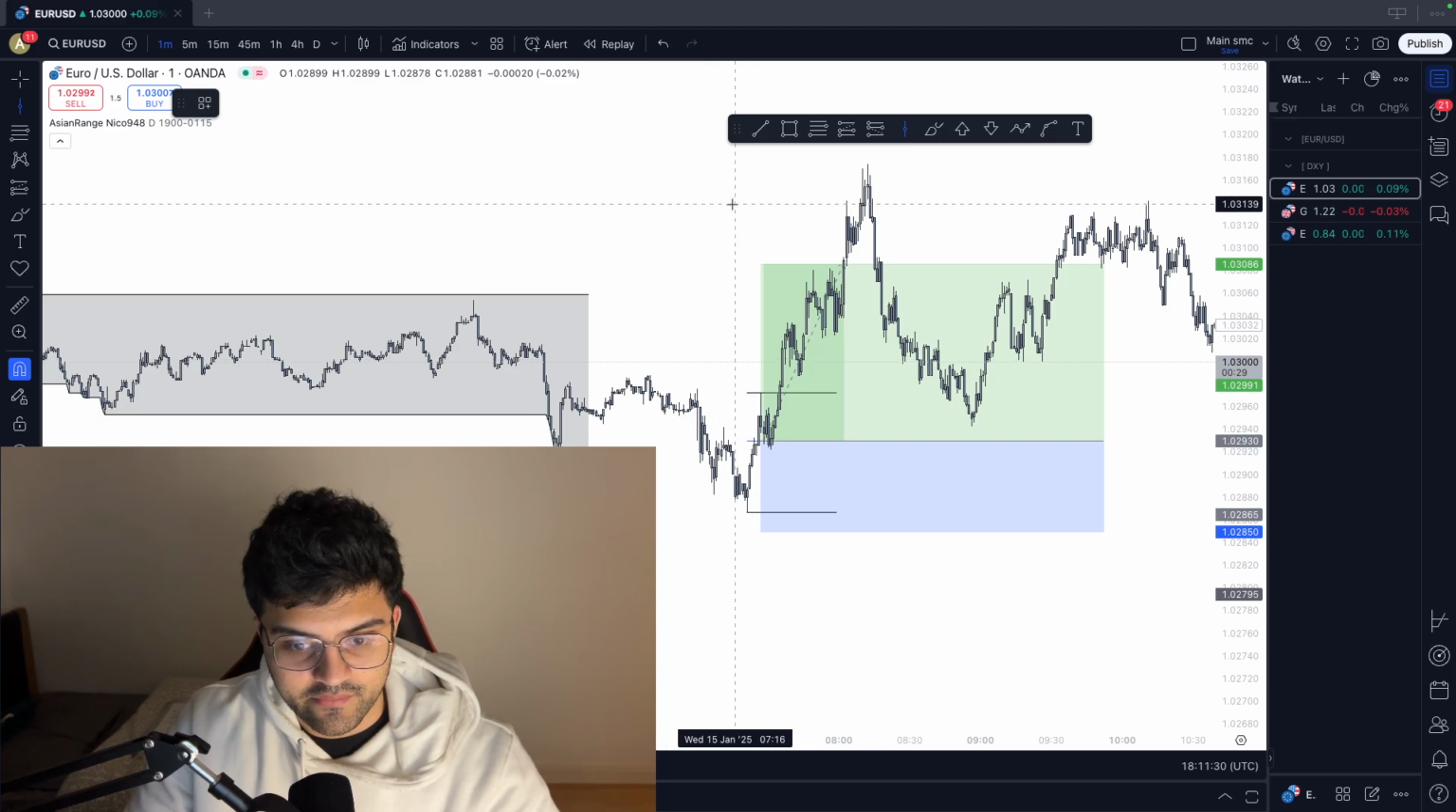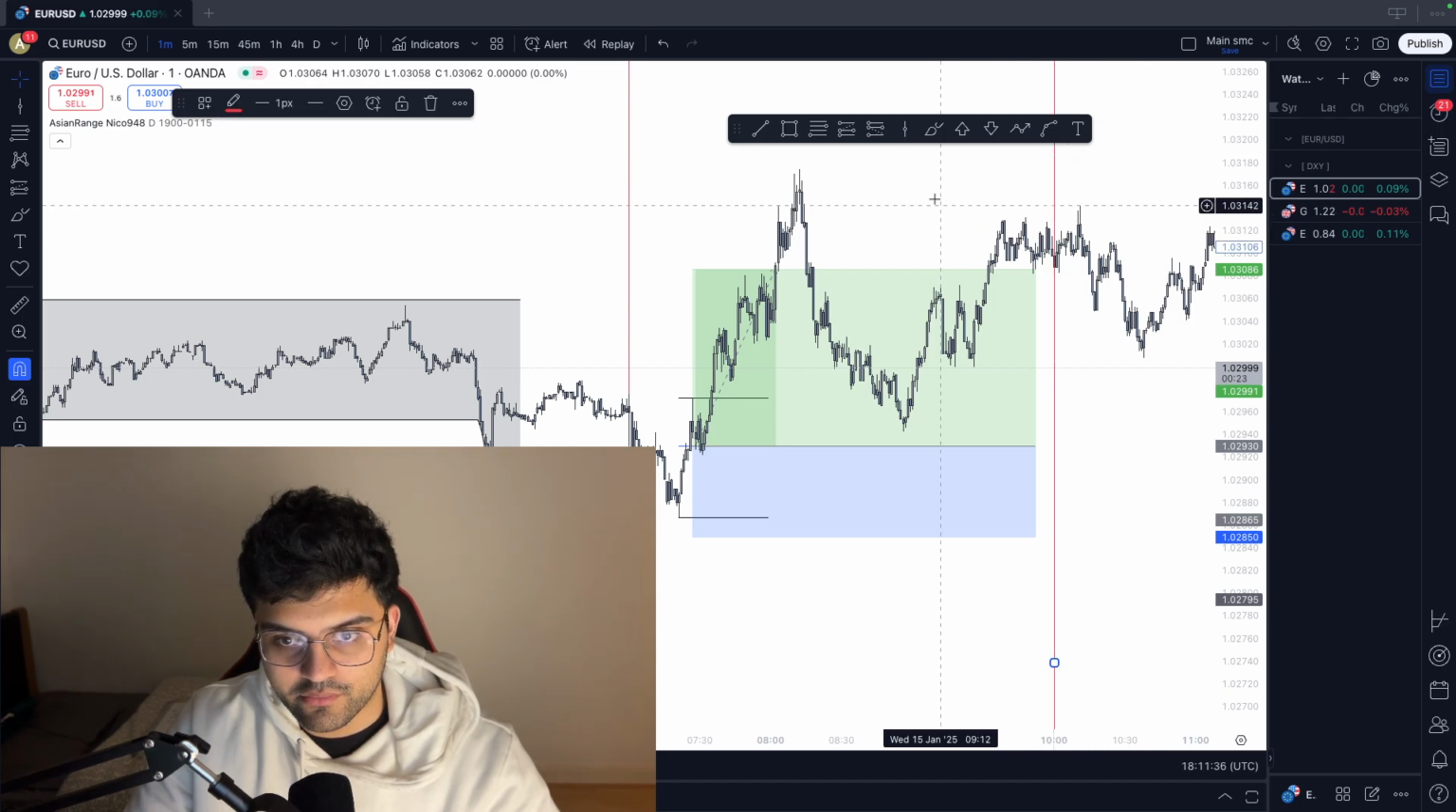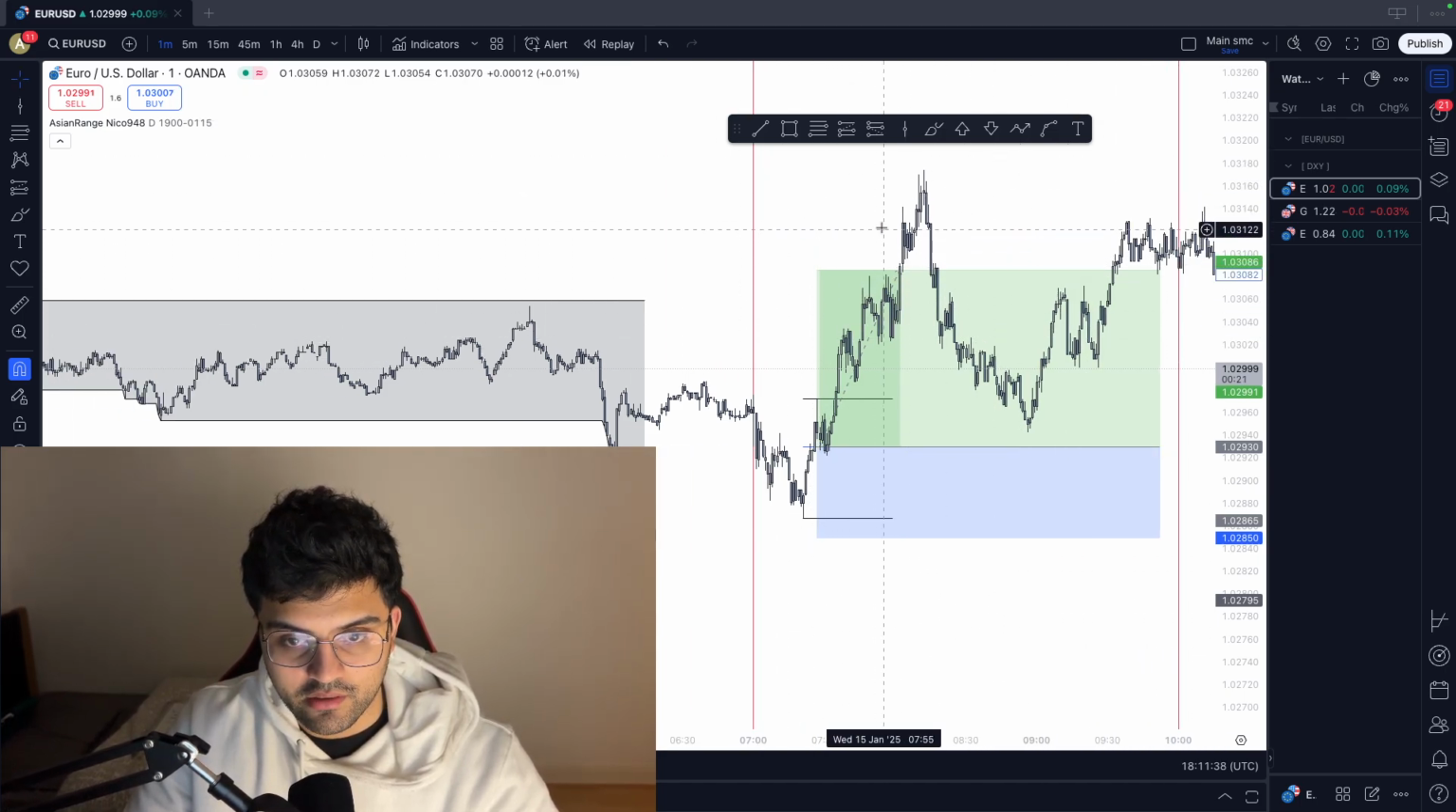If we look at 7 a.m. to 10 a.m., it fits in between, 7 a.m. being there and 10 a.m. being around there. Okay, so this trade was in our kill zone.